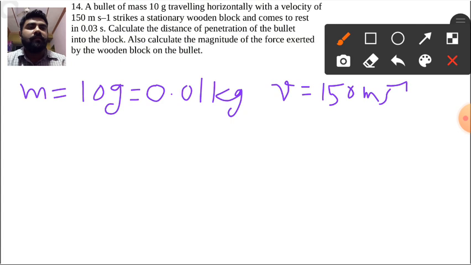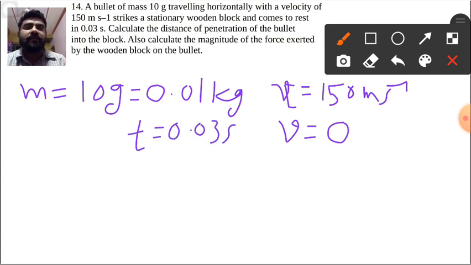So this v is our u, because it's the initial velocity. Now see, the wooden block, after some time it will be at rest, so v is equal to 0, final will be 0, in time t is equal to 0.03 second. Now calculate the distance of penetration of the bullet into the block. So that we have to find.